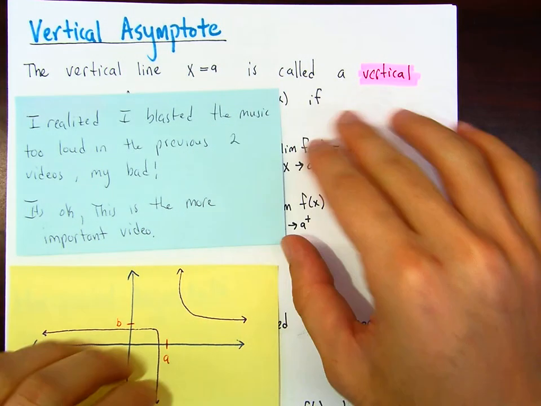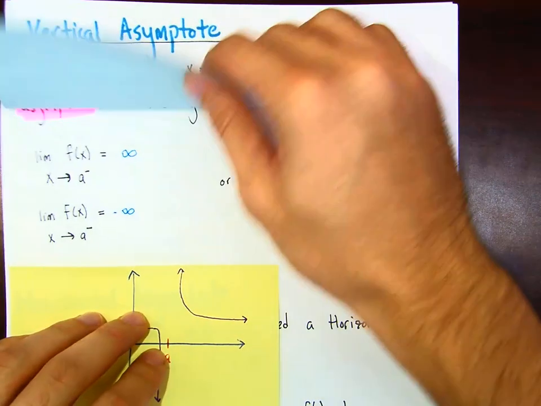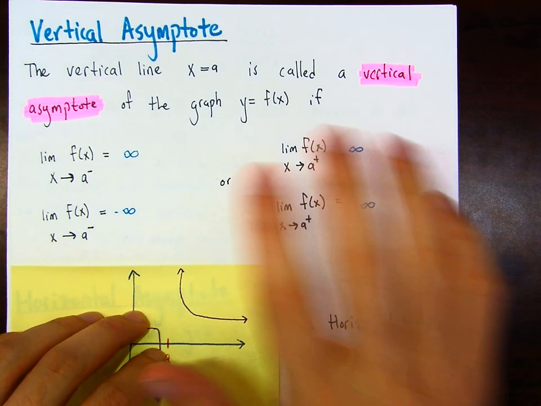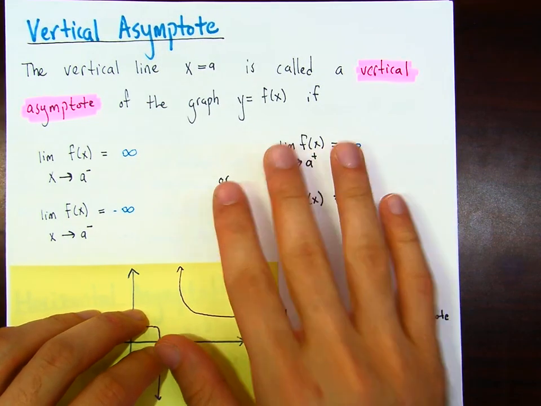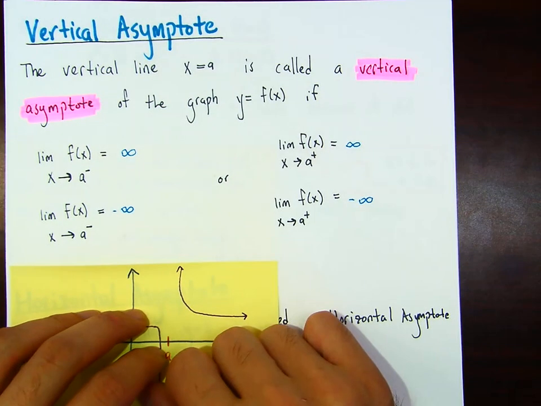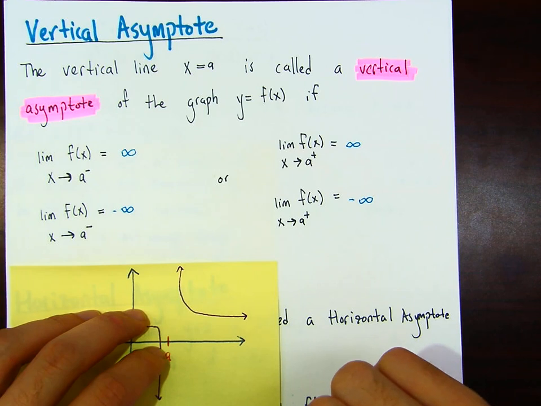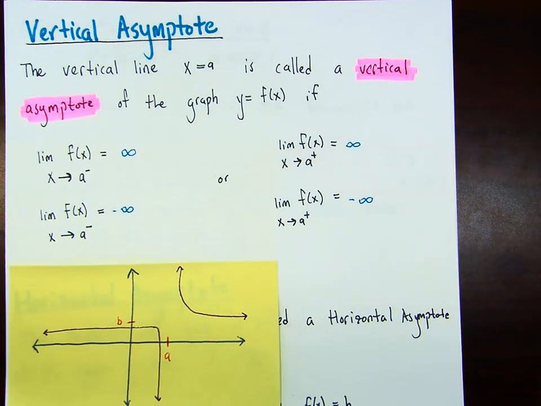This is the more important of the lessons. So what I'd like you to do is first, this is the proper definition of a vertical asymptote. Take your time and copy this down, and then we'll talk about it. Okay? So let's imagine you copied it down, and we're ready to roll.